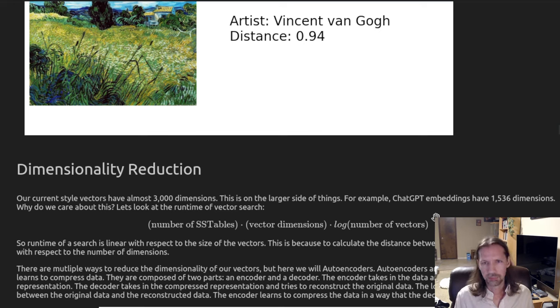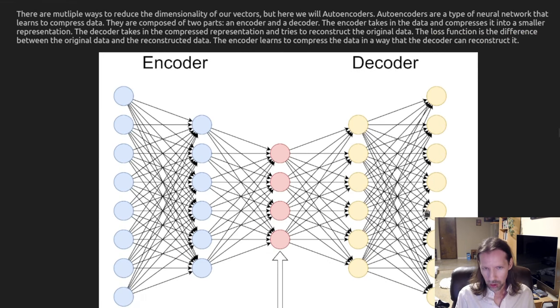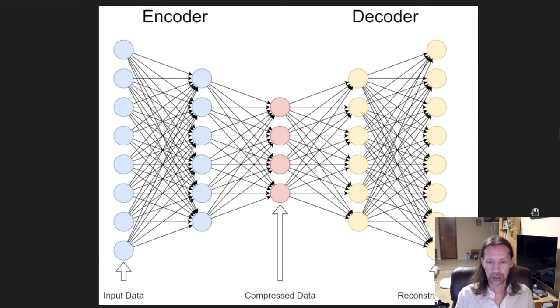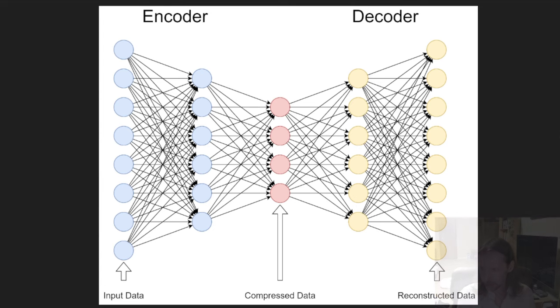So how do we do that? Well, there are a number of ways. You could use principal component analysis, for example. But I have the PyTorch hammer in my hand, and I'm going to use it. We're going to build an autoencoder. Oh, here, let me get my face out of the way of the diagram. There we go.